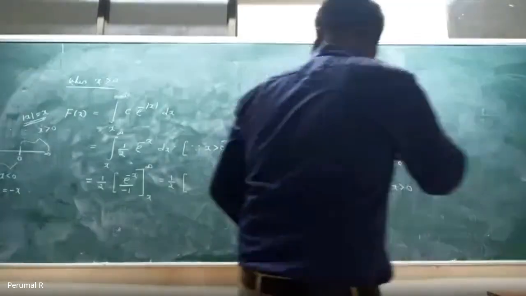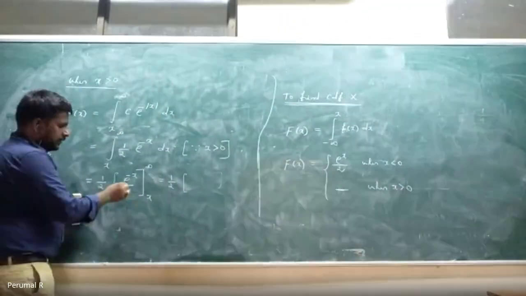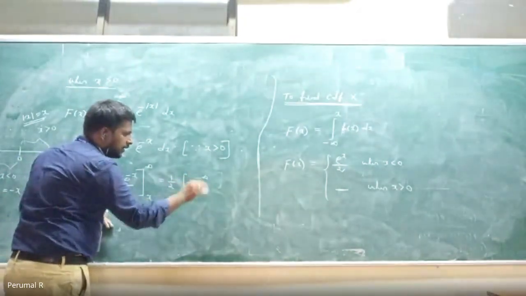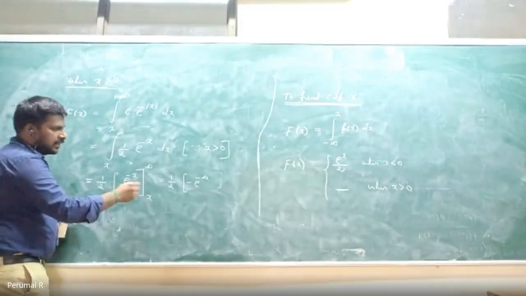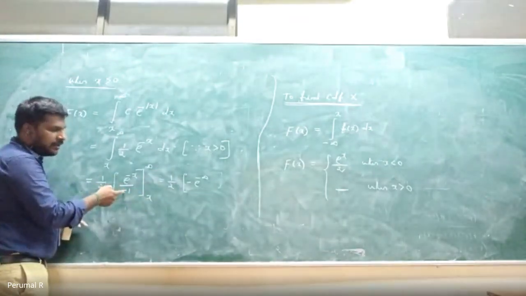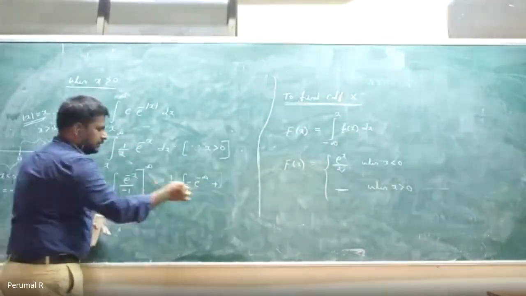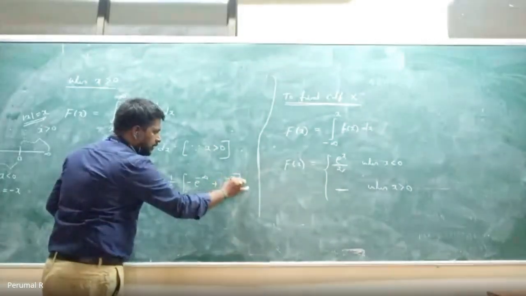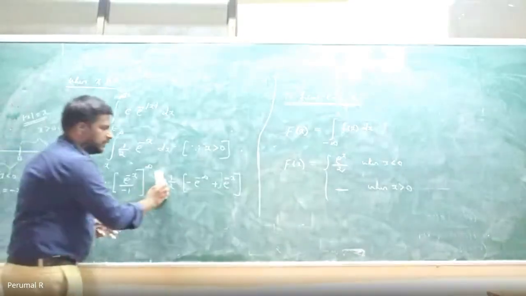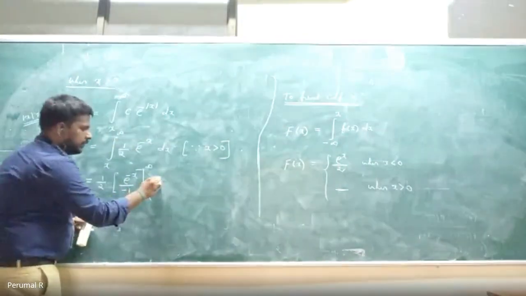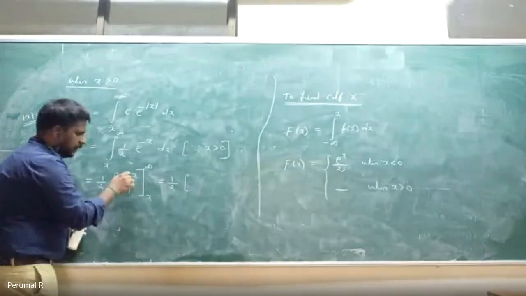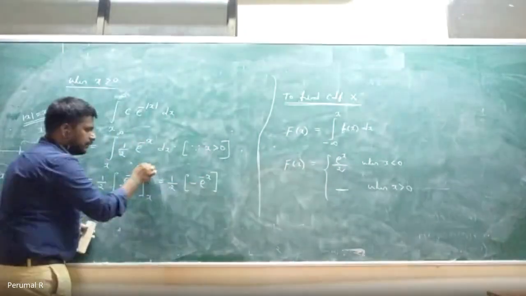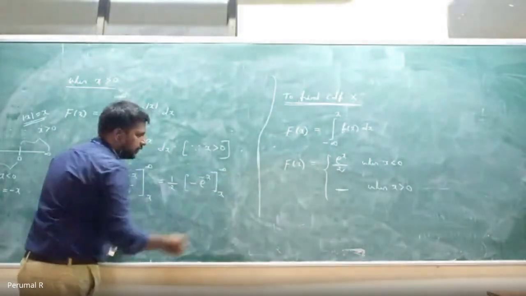Now, what is the value for this one? So minus e to the power minus x. Now you are substituting the limit: minus e power minus infinity. Now substituting your lower limit, already you have minus x, that becomes e to the power, you can replace x by x, so therefore e power minus x. So here you have 1 by 2, e power minus x by minus 1, written as minus e to the power minus x, limit from x to infinity.